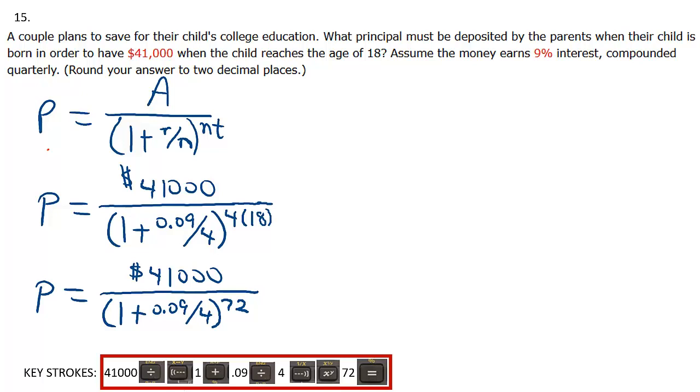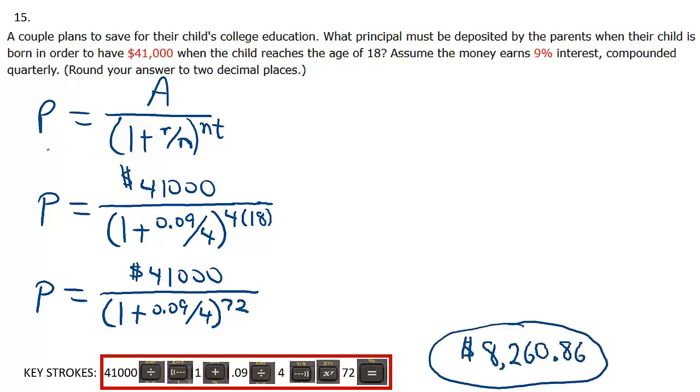Again, I've done that several times in more detail in earlier problems if you need to go back and look at that. But if you do those, you'll get $8,260.86. So if the couple wants to end up with $41,000 when the child is 18, they need to put $8,260.86 in the account.